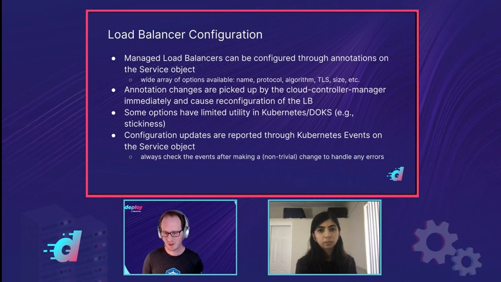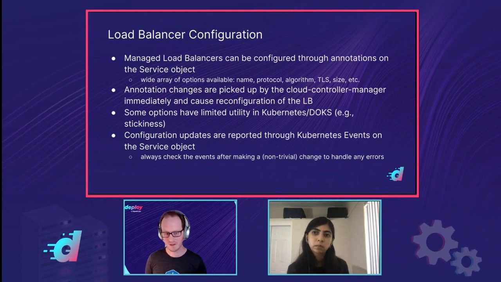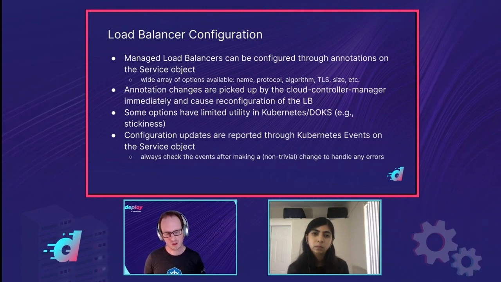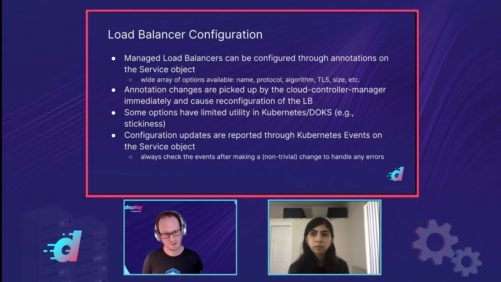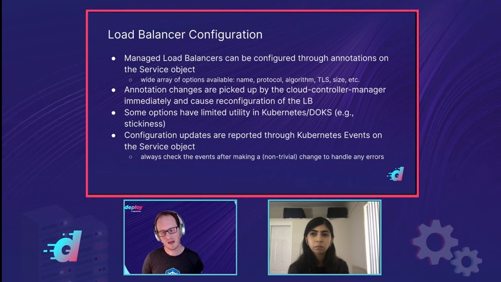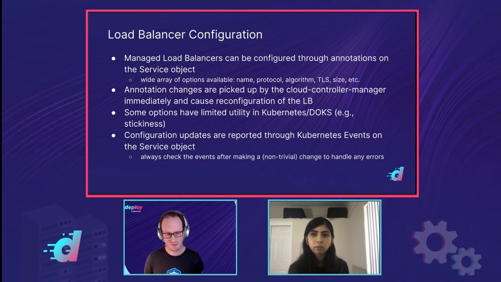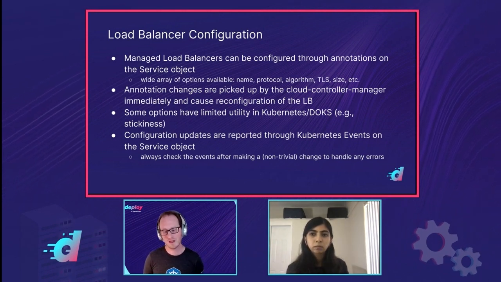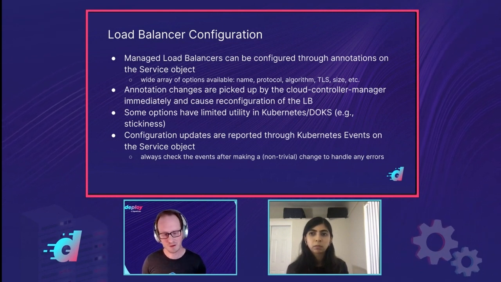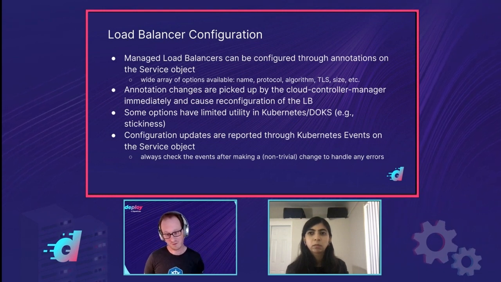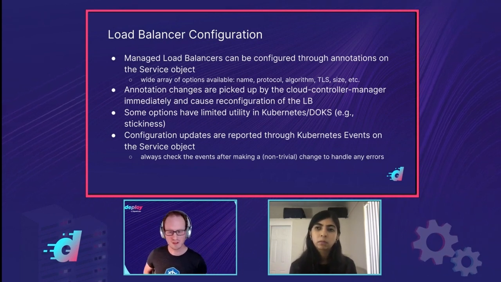Some options have limited utility in Kubernetes DOKs, for instance, stickiness. So be mindful of that. The caveats are documented as well. And one key advice we like to give to our customers when you make a change to your annotations or the configuration of the managed LB in general, keep an eye out on Kubernetes events reported on those service objects, because all and any updates are reported through events. And that provides a way for you to identify any kinds of problems that may arise. Let's say one configuration was illegally defined, or there's a conflict between two configuration options. Those will be propagated as events, and it's a good way to look at those and act accordingly if there's an issue.